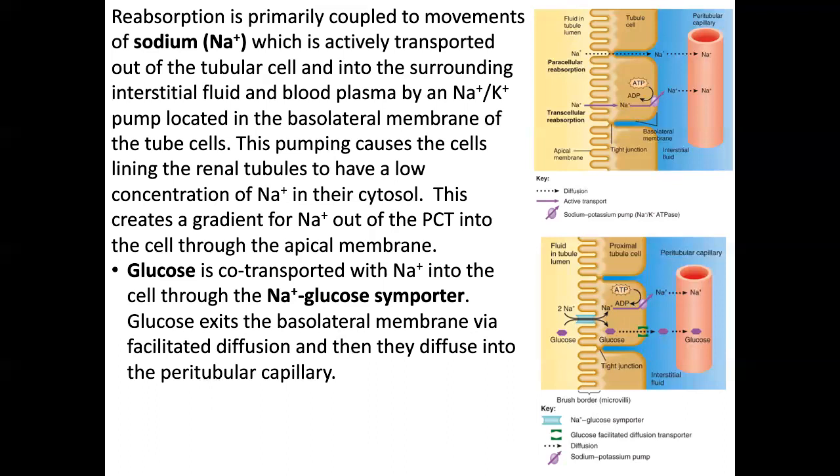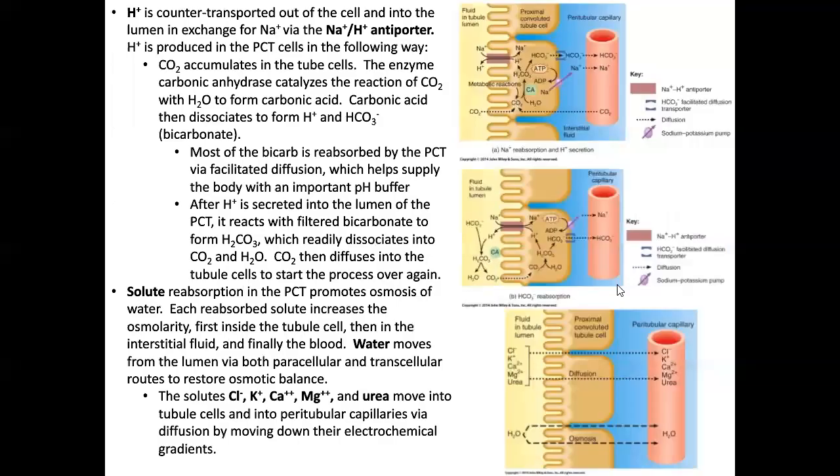Once inside the tubule cell, glucose then leaves via glucose transporters to enter the interstitial space and then get picked up by the blood. So glucose gets pulled in the same direction as sodium.